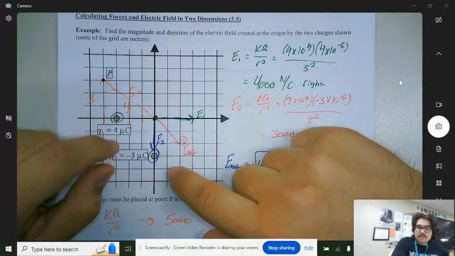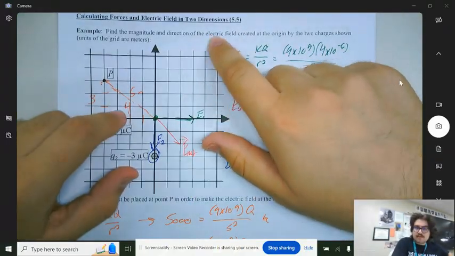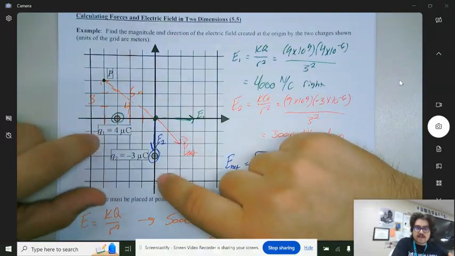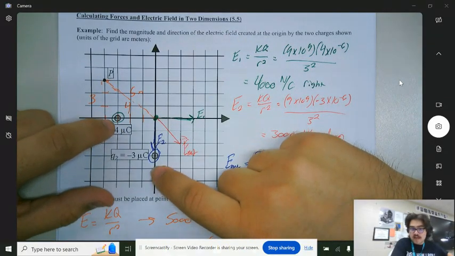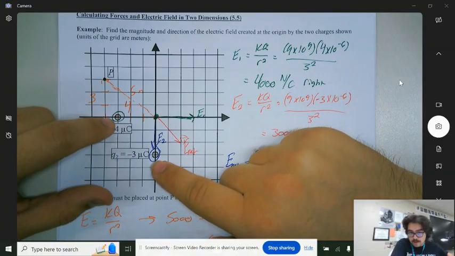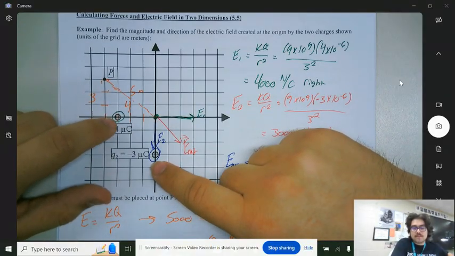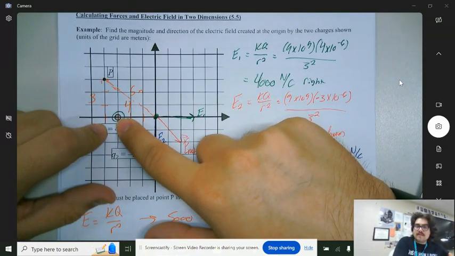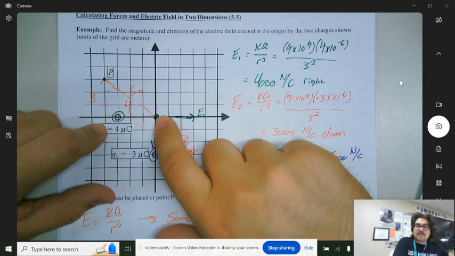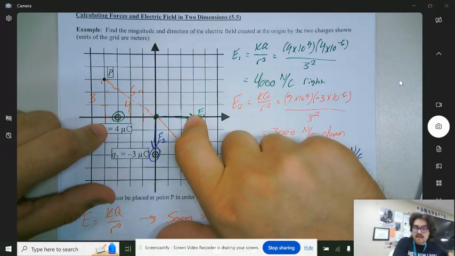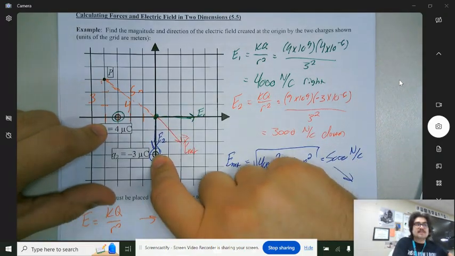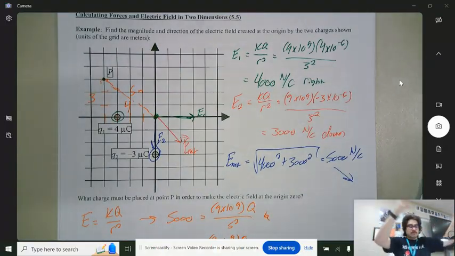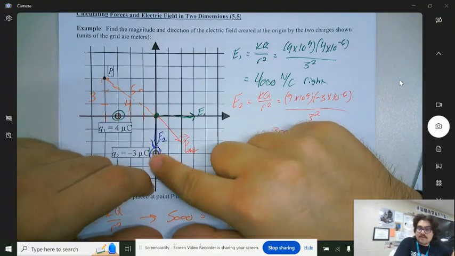Okay, so you're trying to figure out the magnitude and direction of the electric field created at the origin by the two charges. We have a charge Q1, which I circled in green, and charge Q2, which I circled in blue. This is 4 microcoulombs, this is -3 microcoulombs. If this is a positive charge, then it has to create an electric field that is coming out of the charge, so the electric field at the origin would be to the right. This charge is negative, which means that the electric field lines are coming in towards the charge, so the electric field would be going down at the origin.